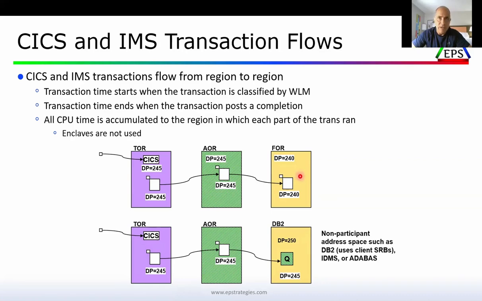The only variation of this is when the AOR calls DB2, although the query might run in DB2, the CPU time is accumulated back to the AOR. The point being is eventually when you look at the CPU time of these address spaces, it's going to include the CPU time that was accumulated while those transactions were running in those address spaces. But we're not going to get a type 30 record, for example, that shows us how much CPU time the different transactions consumed.